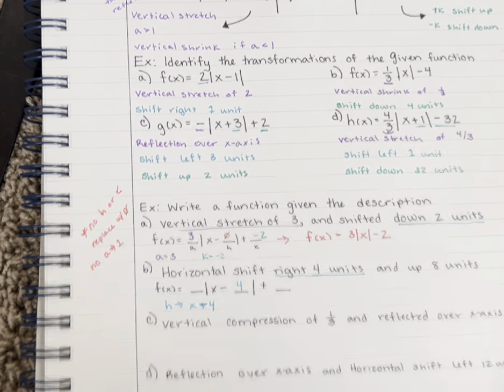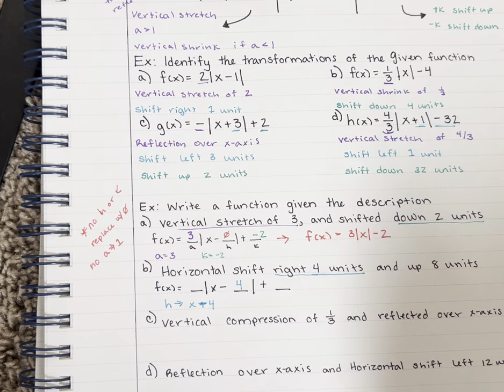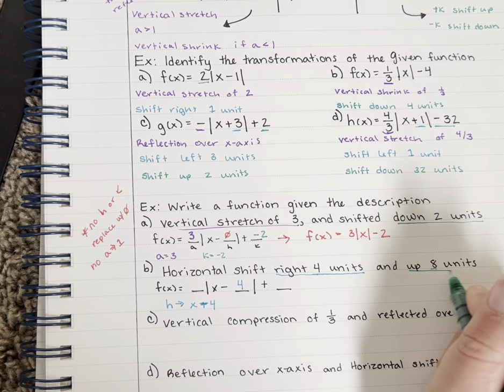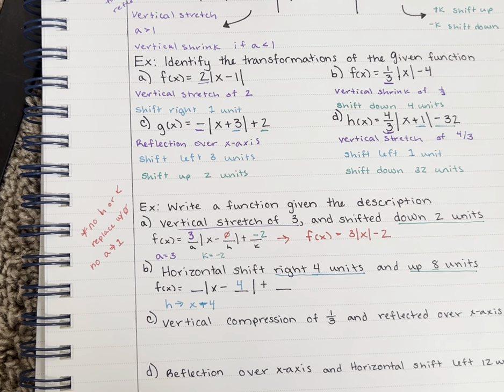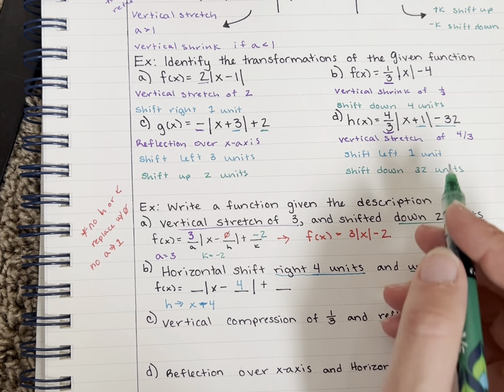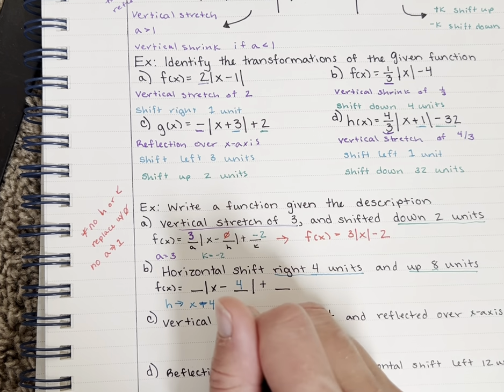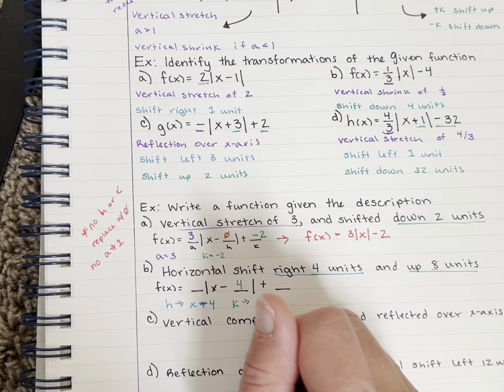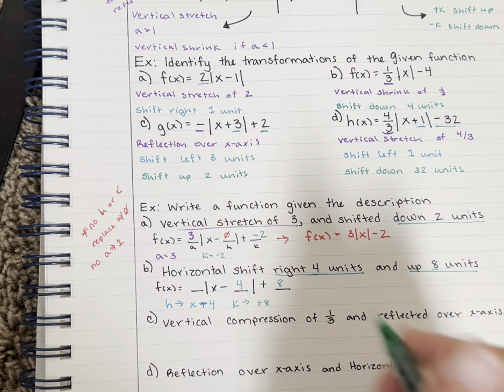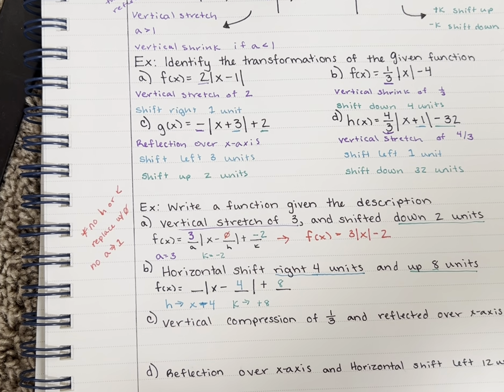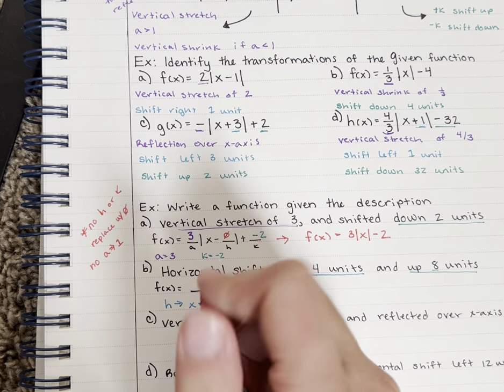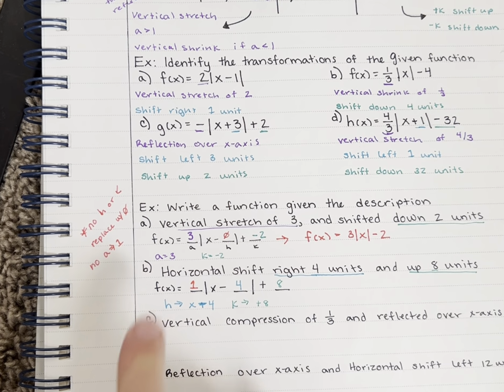And then I'm shifting up 8 units. Okay, so if I'm shifting up 8 units, then that is a K value. So K is plus 8. I have no A value, so remember I'm going to just put a 1 in that placeholder. Now, if I have a 1 in that placeholder, that doesn't change anything.